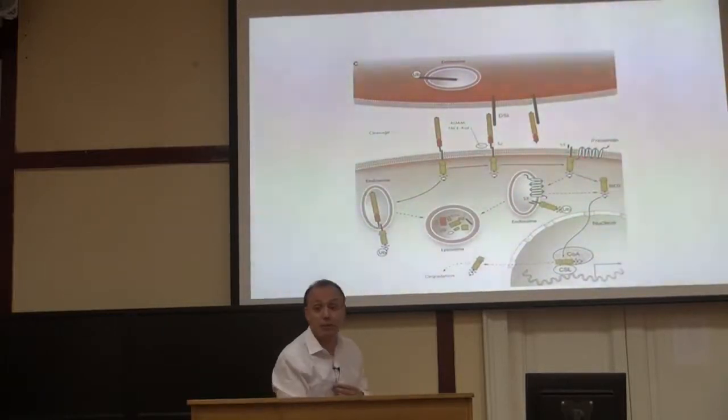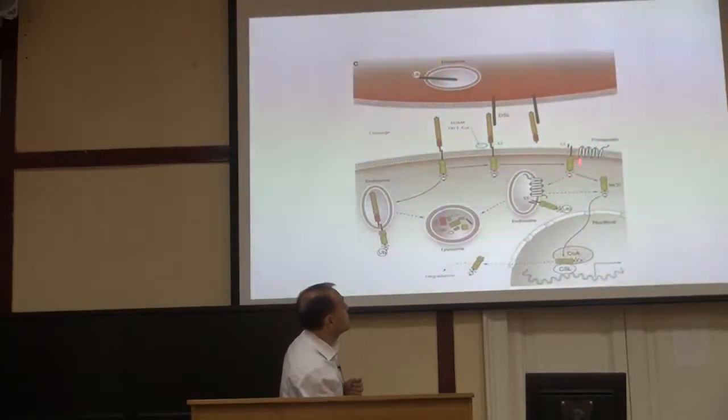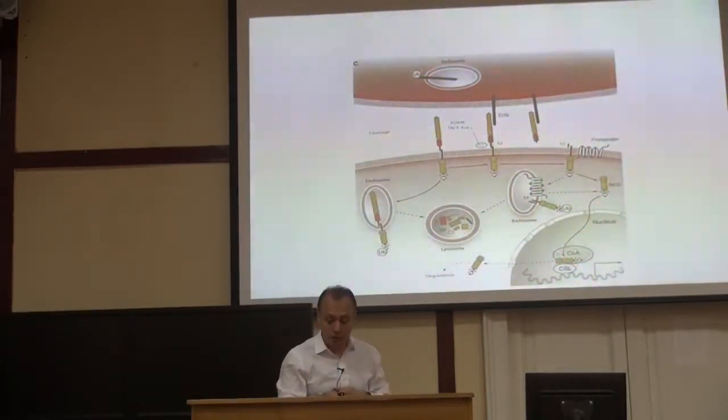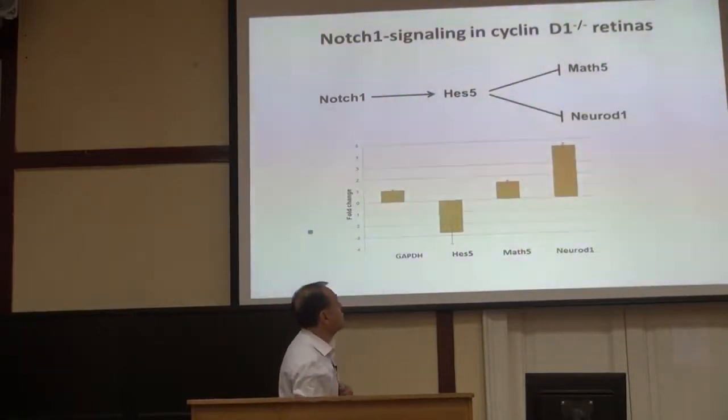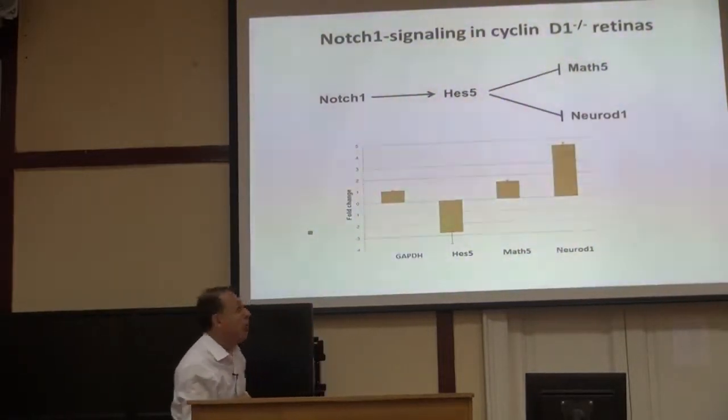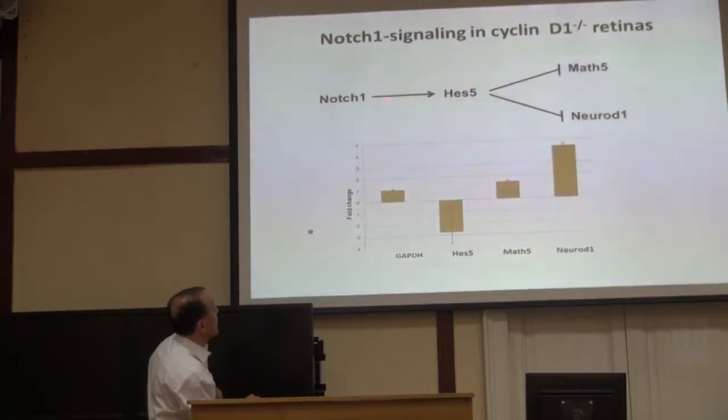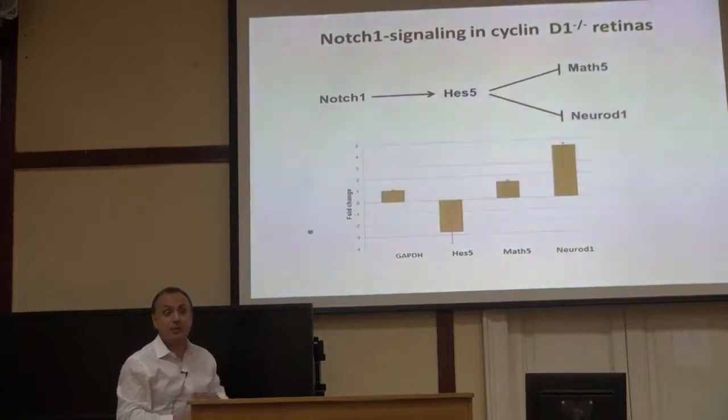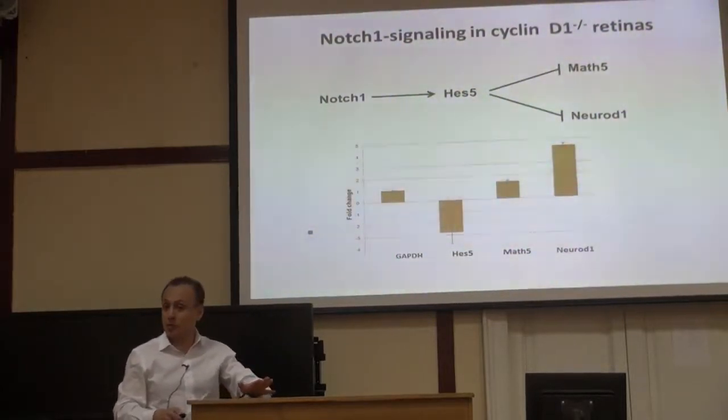And then, just to remind myself, Notch is a transcription factor, a very unusual protein, which is normally in the membrane, and then it's cleaved by the gamma secretase, and goes to the nucleus, and it turns on the expression of target genes. In the retina, one of the transcriptional targets of Notch is Hes5, and Hes5 in turn represses those two basic helix-loop-helix proteins, Math5 and NeuroD. So we have found that cyclin D1 is sitting on the Notch promoter in the retina.